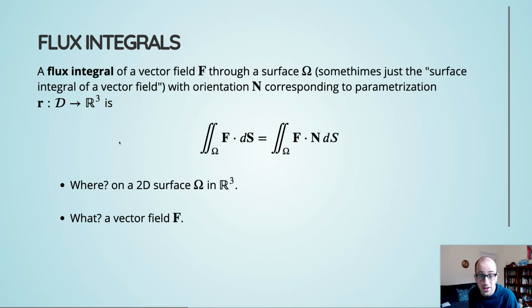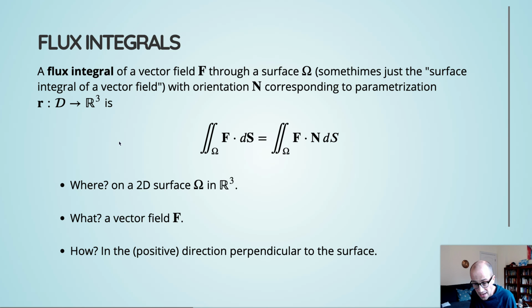The what is a vector field F defined in R3, right, in the ambient space. I'm going to often think of it as a flow of some fluid, or you can write a velocity field of some fluid, but it's just some vector field, right? That's defined everywhere. And the how is we're going to measure how much that vector field points through the surface.